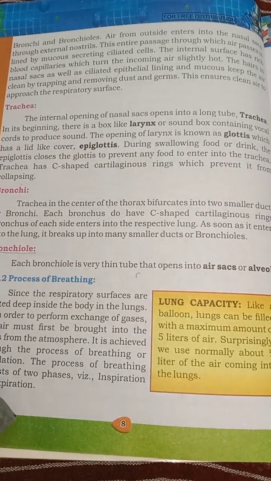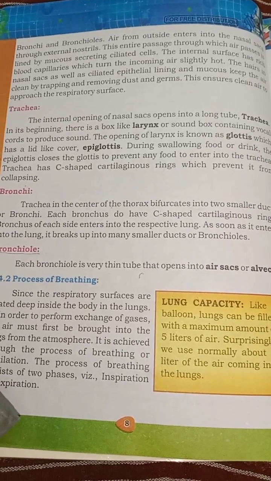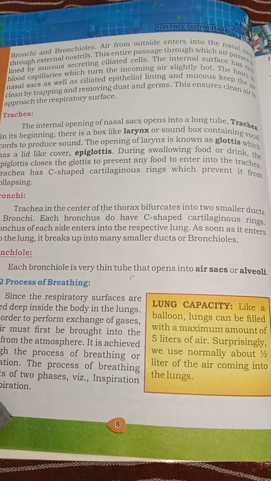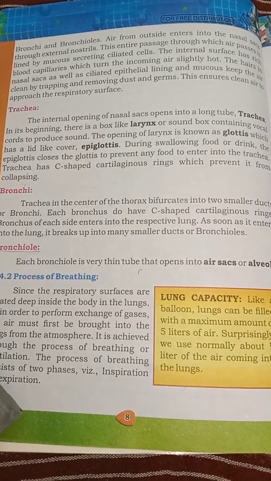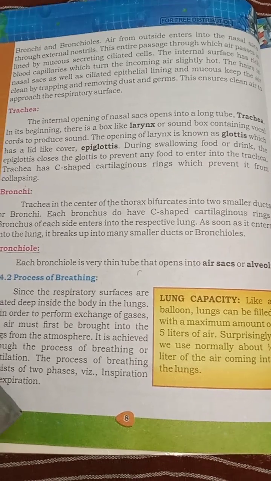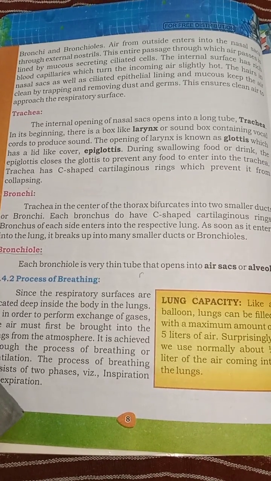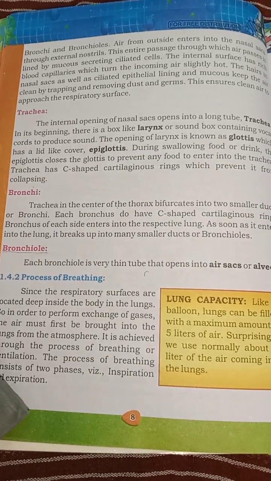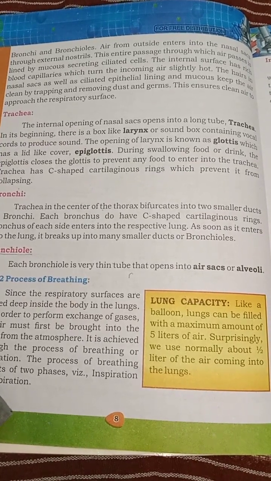Bronchi. The trachea, in the center of the thorax, bifurcates into two smaller ducts or bronchi. Each bronchus also has C-shaped cartilaginous rings. The bronchus of each side enters into the respective lung. As soon as it enters the lungs, it breaks up into many smaller ducts called bronchioles. Bronchioles: each bronchiole is a very thin tube that opens into air sacs or alveoli.